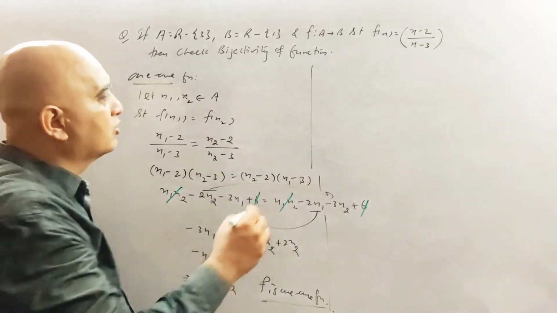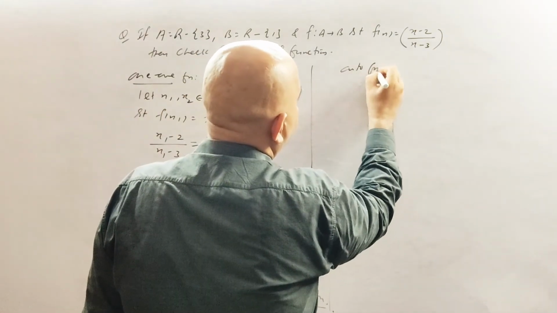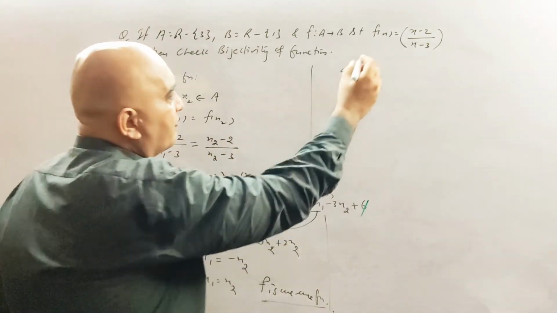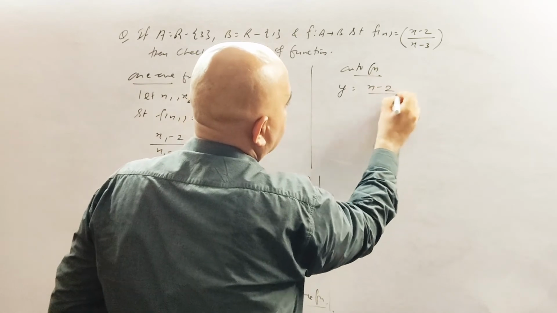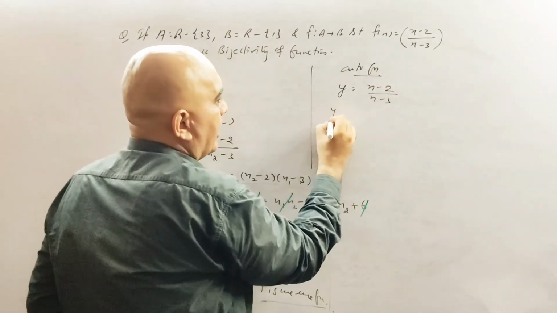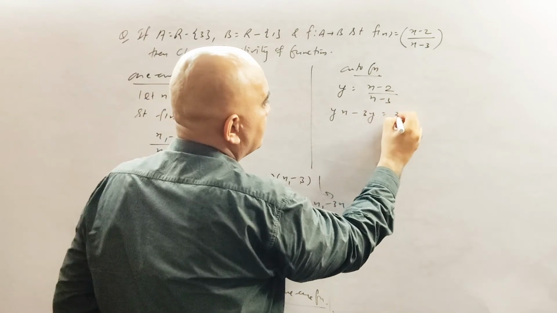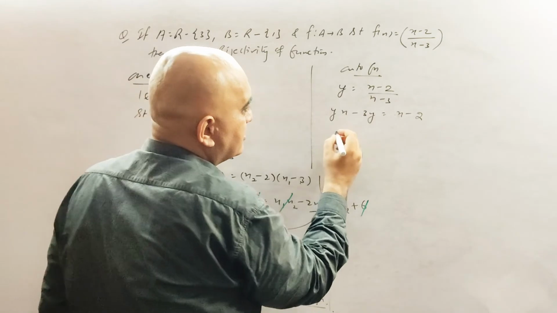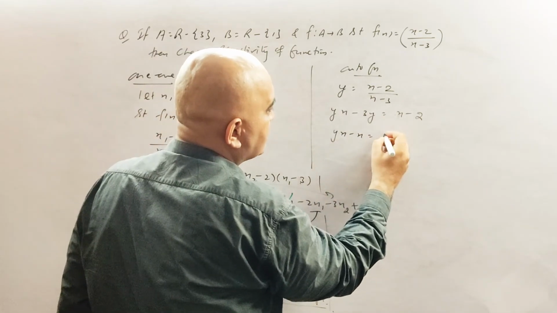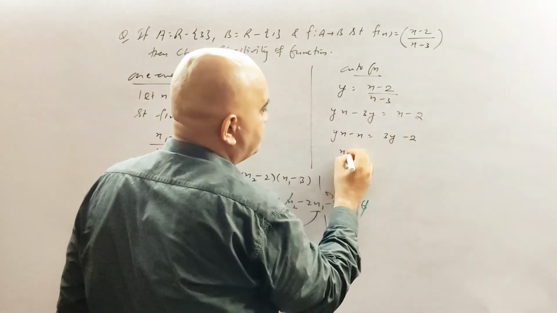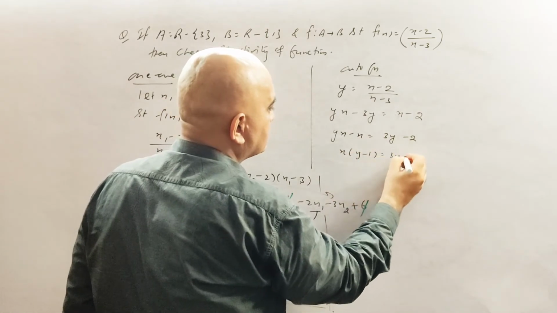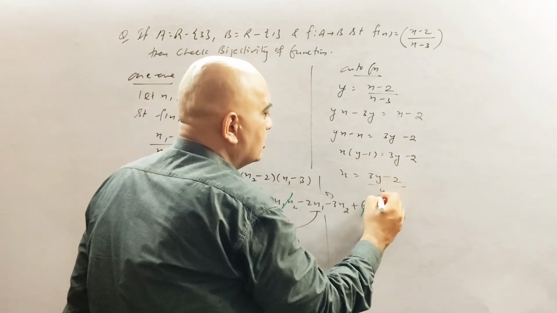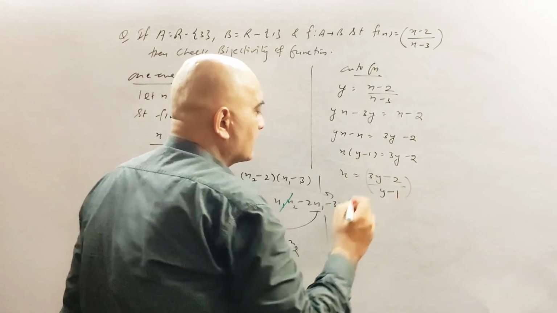And the second thing is onto function. For onto function, what will you do? Let the given function be equal to y, right? And cross multiply it. After cross multiplying it, separate the terms containing x. Right? So x becomes (3y minus 2) upon (y minus 1).